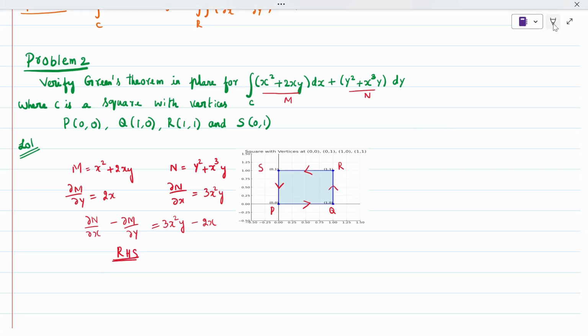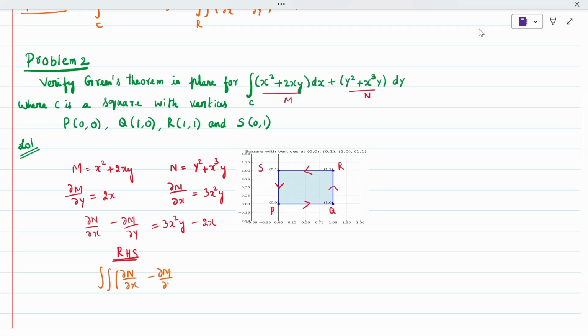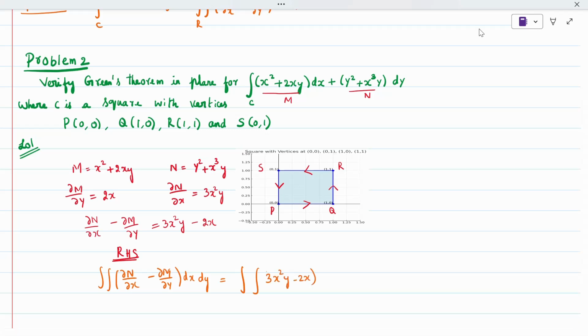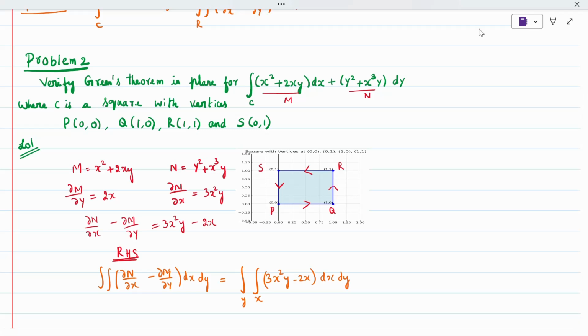First we need to write the formula. It's the double integral of (∂N/∂x minus ∂M/∂y) dx dy, or dy dx, anything. So it's the double integral of (3x squared y minus 2x) dx dy. For the x limit, the inside can be x limit or y limit, it's not wrong. Whichever you like. When you see the x limit, always draw a horizontal strip. This is our strip. What is our x limit? It goes from 0 to 1. So the x limit is 0 to 1.